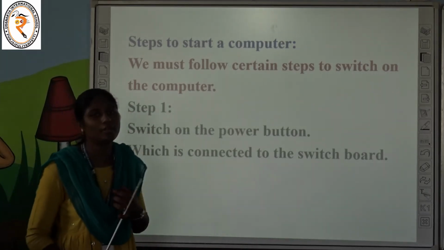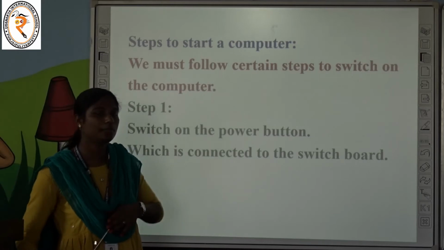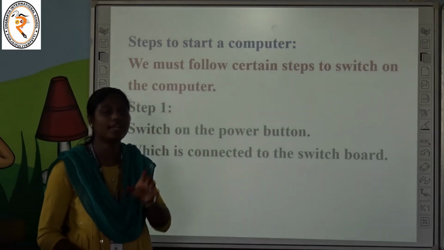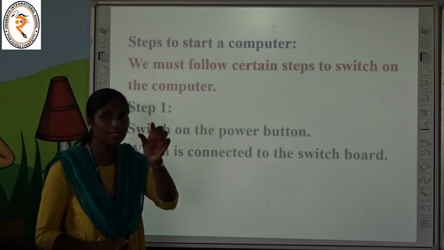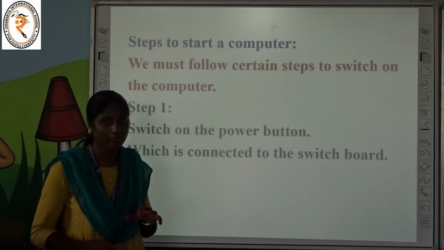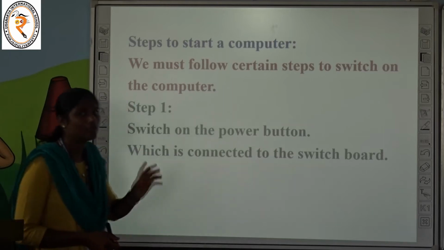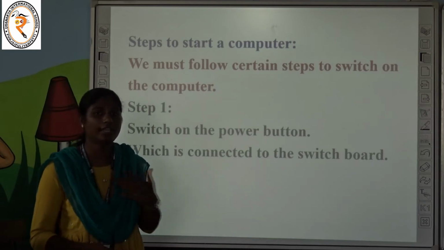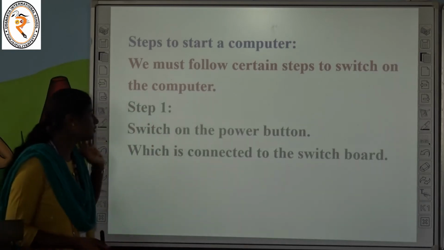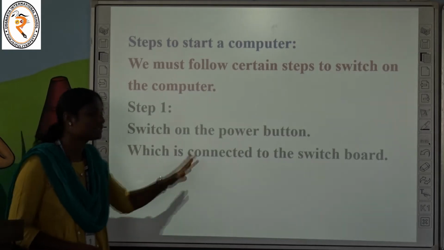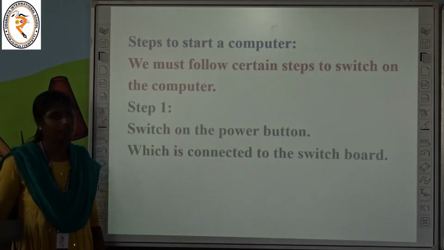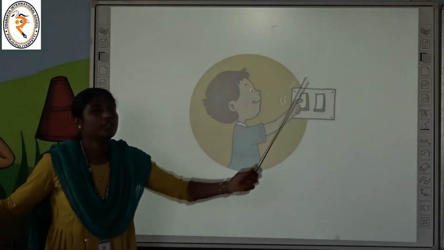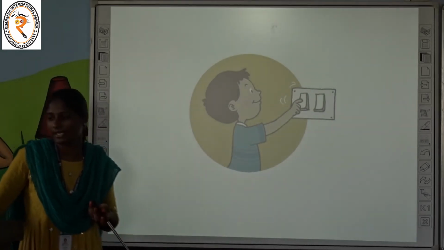How will you switch on the computer, children? How will you start a computer? So first you should go to the switch box and you must switch on the switch from which the power has been taken for the computer. Yes? So go near the switch and switch on the switch from which we are taking power. Yes? So the next one is to switch on the power button which is connected to the switchboard. You will go to the switchboard and switch on the one to which the power has been connected.